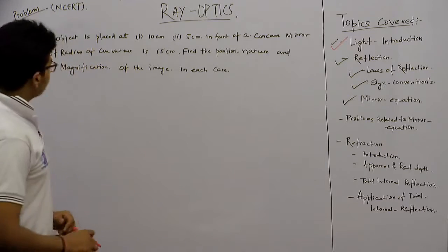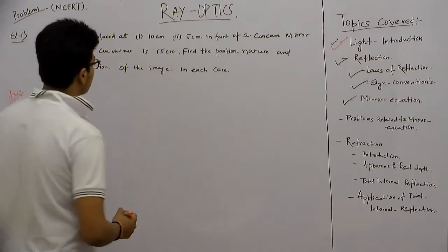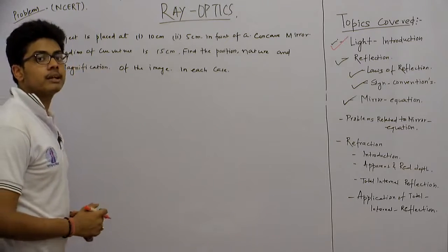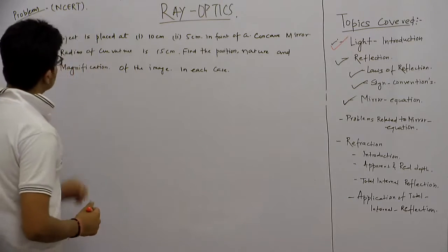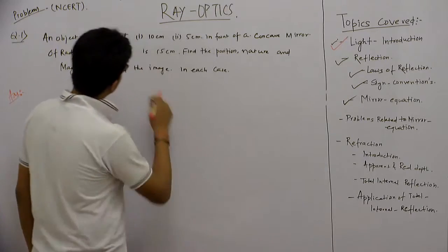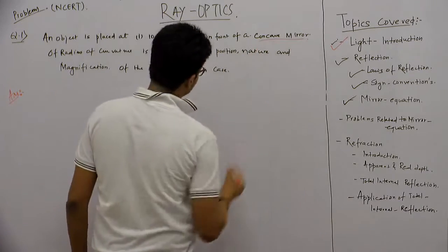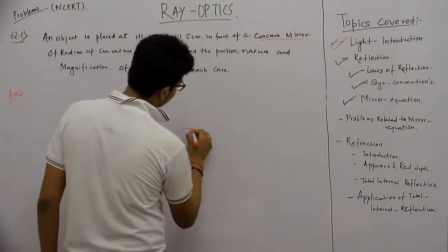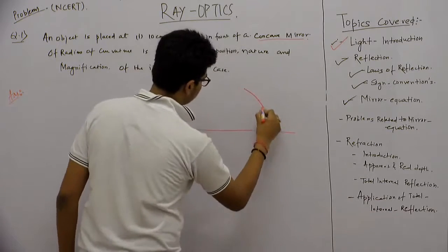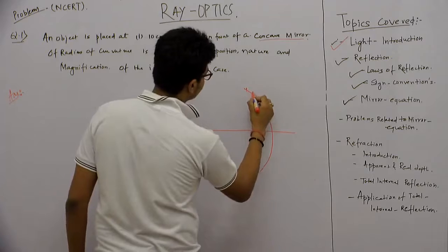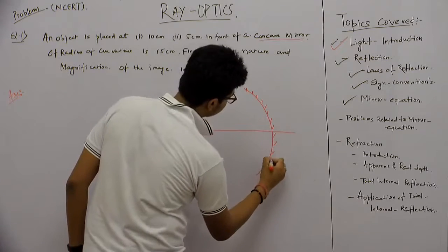So let us try to solve this problem. Before solving, first make the ray diagram. So basically it is a concave mirror. It is given in the question. So making a concave mirror here of radius of curvature 15 centimeter.